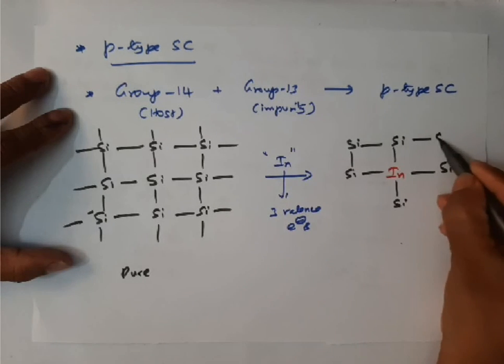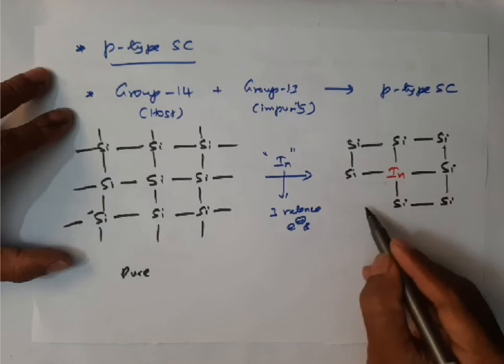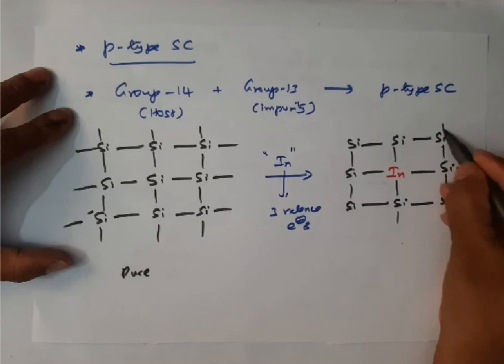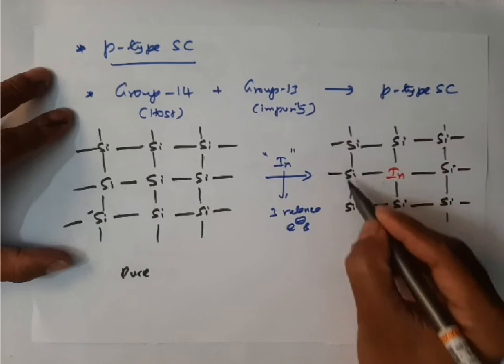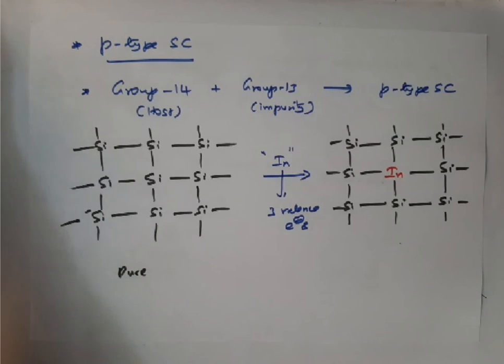It is called matching impurity. You should not add large size atoms or very small size atoms. The impurity atom size and the host atom size should be comparable. Size matching should be there, otherwise the crystal structure will become different.